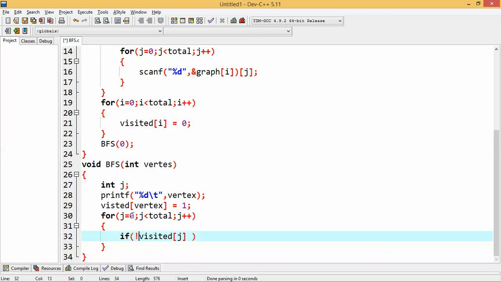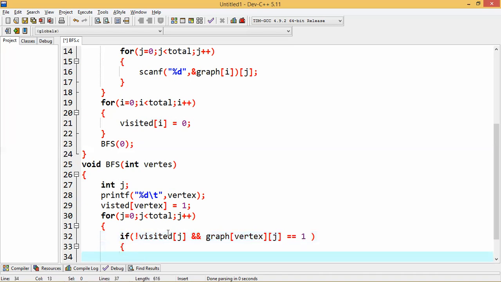Then suppose I start going for 1. j will become 1. Visited of 1 is currently 0, so not of 0 will be true. So that means I can consider 0 to 1 if there is a path. Clear? And how to know that? Now, I have stored values in the graph, from vertex to j. If that value is equal to 1, that means that node I can process. So what will I process? I'll call BFS for that particular j.